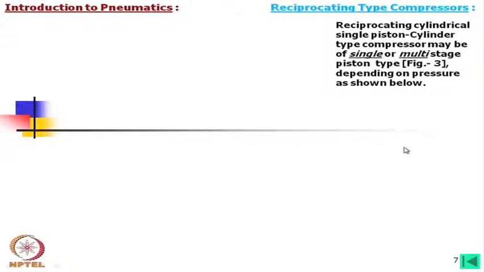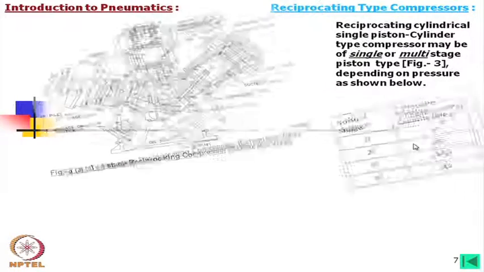That means, suppose you have to raise the pressure up to 2 megapascals, the first piston may be raising the pressure, not exactly half, it might be 0.75 megapascals, and then the second piston further energizes that compressed air to make the pressure 2 megapascals. So, that is called two stage. Similarly, there may be three stage also. So, we use single or multiple stage.